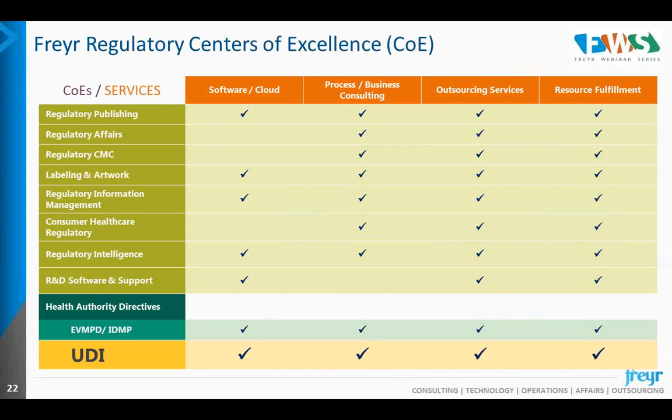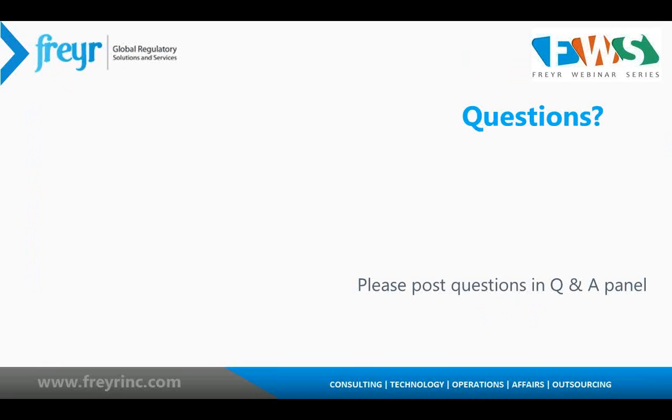Beyond UDI, there are quite a few capabilities within the organization, which is summarized in the Center of Excellence slide. We offer different service capabilities within regulatory, like publishing, affairs, labeling and artwork. We have a whole host of regulatory information management solutions, like product registration management and so on and so forth. We have specific focus on regulatory intelligence as a pioneering area for us, which again encompasses solutions, consulting capabilities, operational services, and resource fulfillment. With that, we come to the end of the presentation part of the webinar. The floor is now open for Q&A.